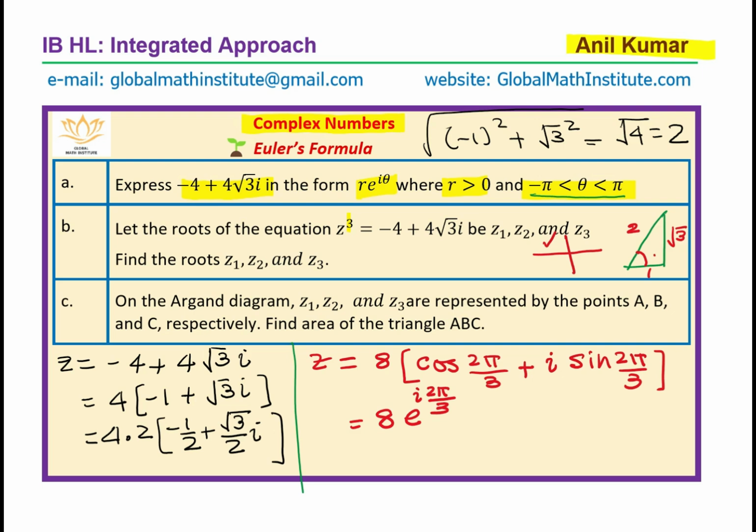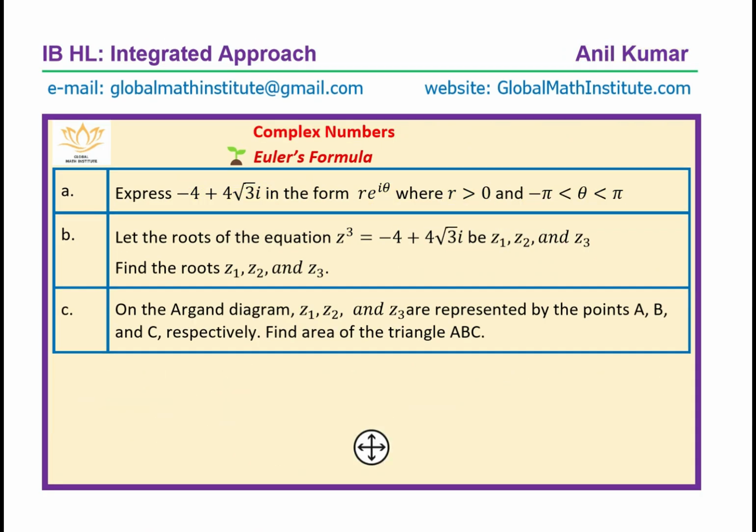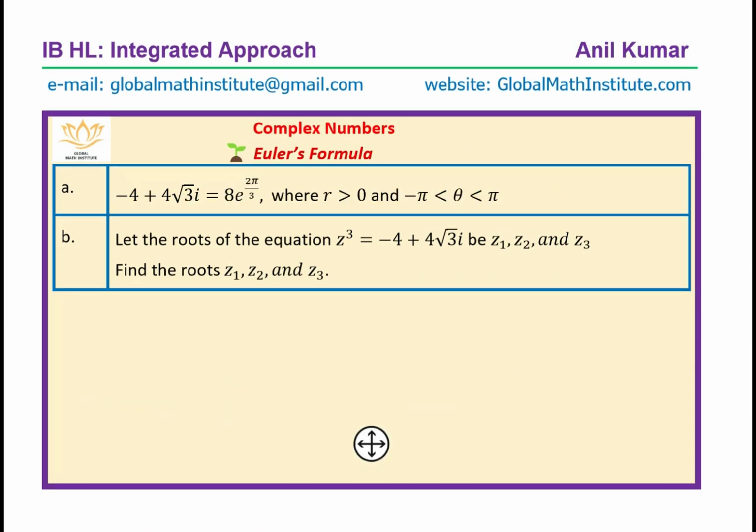Let's move on to the second part where z³ is the same function, which we can write as z³ = 8e^(i2π/3). You get the whole idea. We could think like this. And we need to find all the three roots, right? Let's move on the next page to solve it. Okay, great.